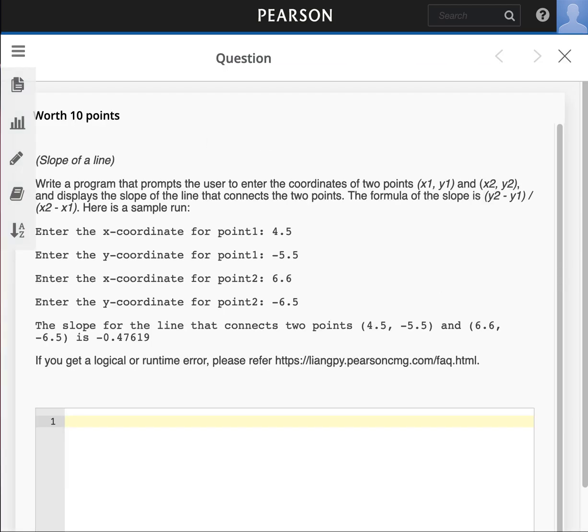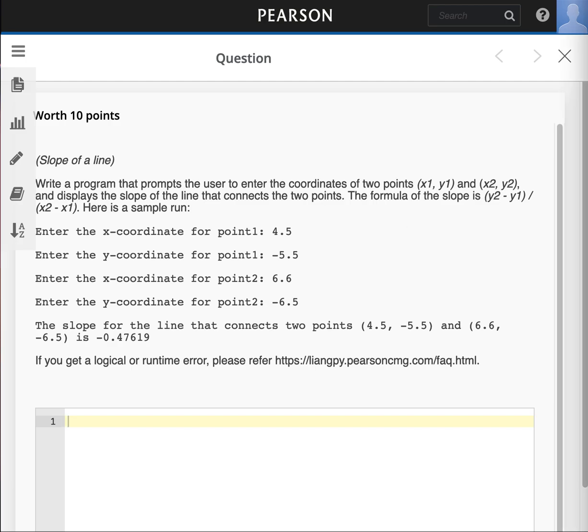And project number 4. Now we read here, write a program that prompts the user to enter coordinates of two points, x1, y1, and then x2, y2, and displays the slope of the line that connects two points. And the formula of the slope is y2 minus y1 divided by x2 minus x1. Here is a sample run. So in this instance, we're going to get 1, 2, 3, 4 numbers, and we'll plug in those numbers into an equation and then display the slope.